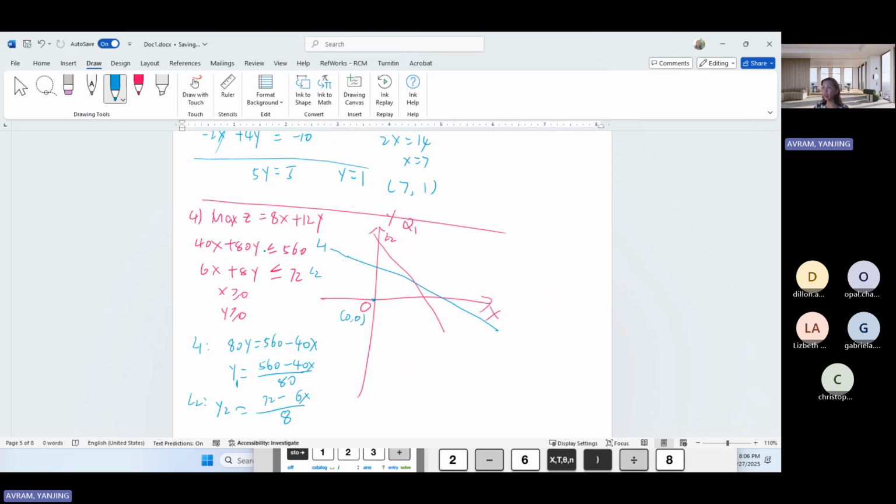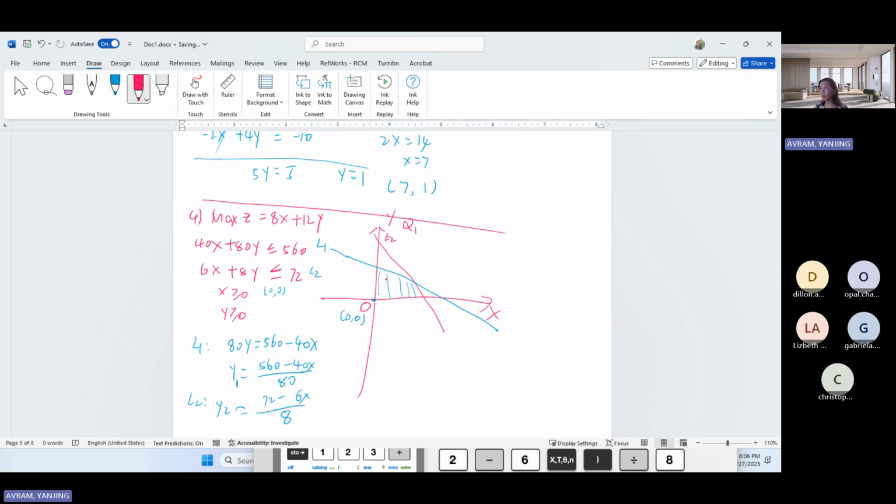So if you plug x equal to 0 in, 0 plus 0 less than 556, that's true. So that means this one is the solution, right? And if I plug it into the right one right here, 0 plus 0 less than 72 is also true. So this one is also the solution.